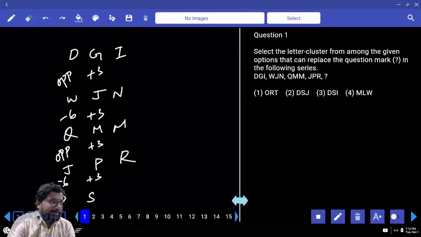I and N. What's place value of I? 9. What's the place value of N? 14. This is plus 5. Come back to these two here, M and R. What is M? 13. What is R? 18. 13 and 18. This is also plus 5. Alternate I see plus 5 plus 5. Be careful. This is N and M minus 1 anukunte R minus 1.